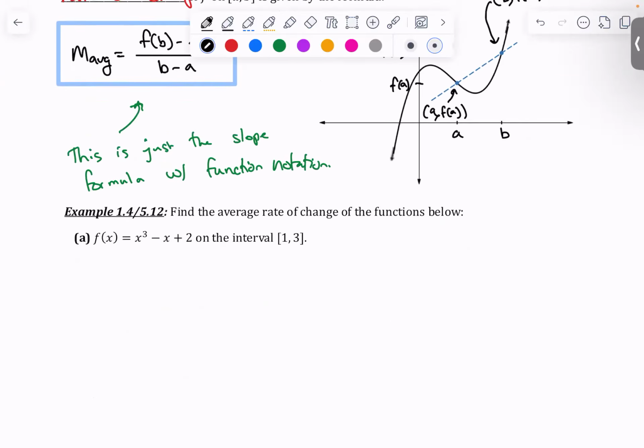So find the average rate of change of the following functions on these intervals. So f of x is equal to x cubed minus x plus 2 on the interval 1 to 3. So the interval from 1 to 3 means that a is equal to 1 and b is equal to 3. So m sub avg is equal to f of 3 minus f of 1 divided by 3 minus 1. y sub 2 minus y sub 1 over x sub 2 minus x sub 1, where x sub 2 is your larger number. Though it doesn't really matter, you can flip-flop them, it's fine.